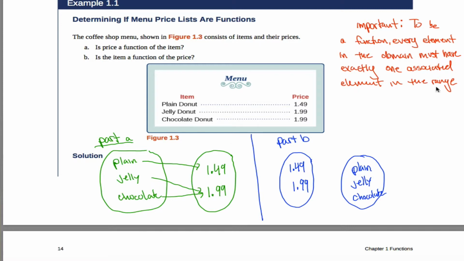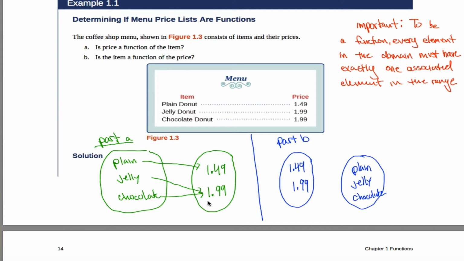In fact, it does, because it does not violate this criteria. You might be like, wait a minute though, jelly and chocolate are both going to $1.99. Doesn't that mean something? It does. It means this function is not one-to-one. But that's not what's being asked here. It's not asking about whether something's one-to-one or not. It's asking whether or not these are functions.